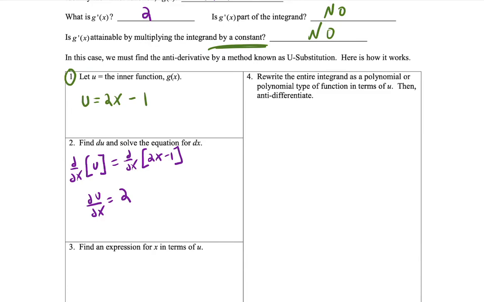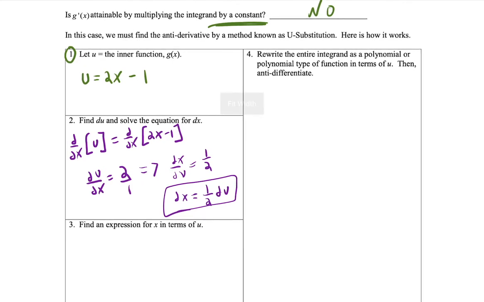Okay, well, this implies, going to do a little trick here, this implies dx over du is equal to 1/2. So dx is equal to 1/2 du. A little bit of fancy footwork there. You could have also multiplied both sides by dx and then divided both sides by 2. But flipping both sides by making this 2 over 1 was a little trick there. All right, so we have dx.